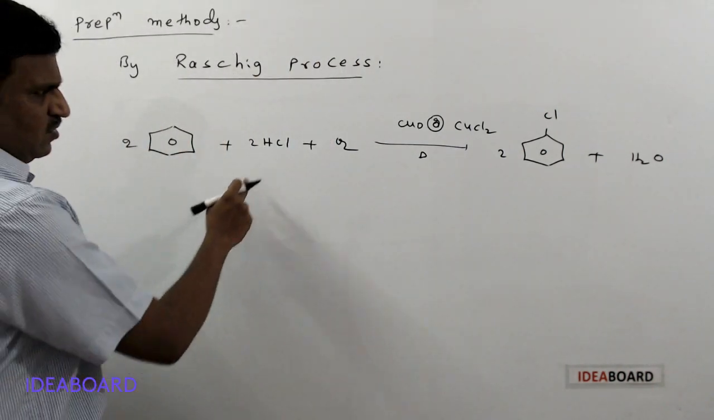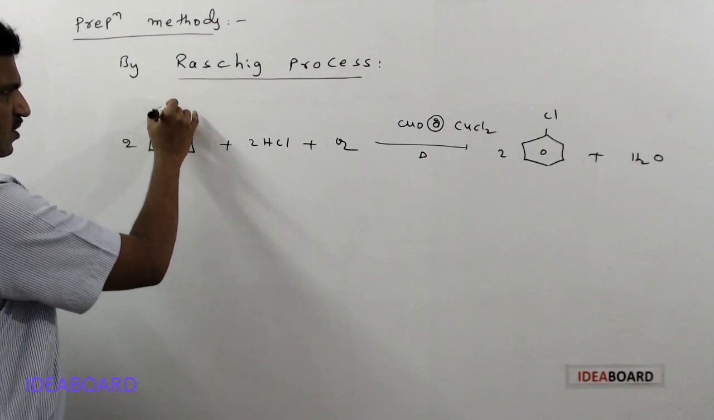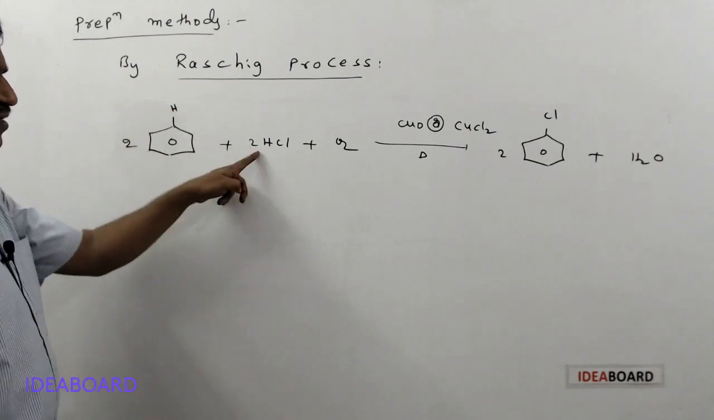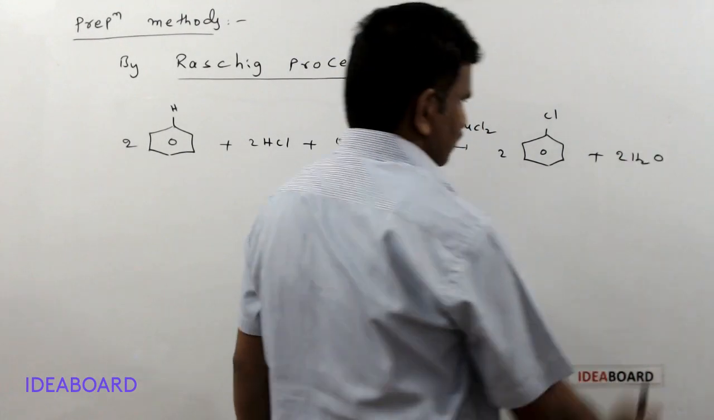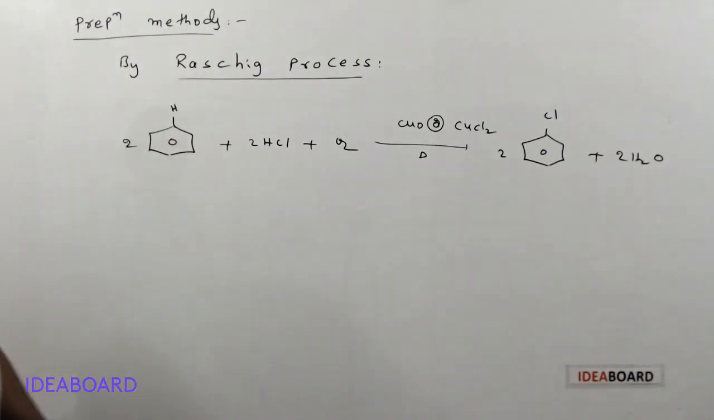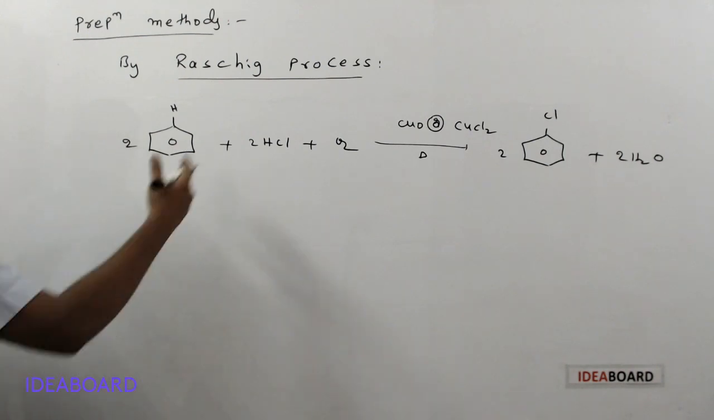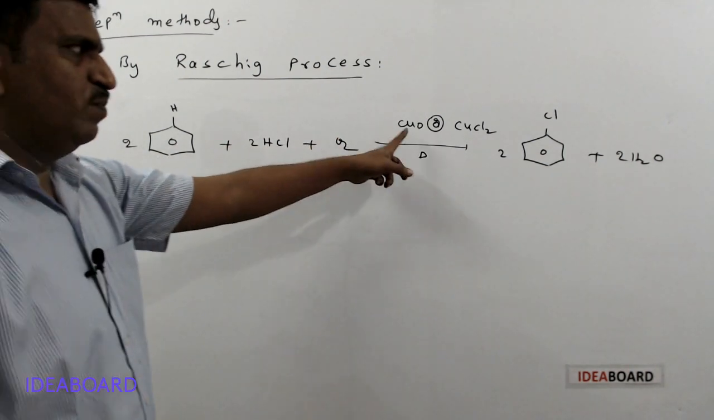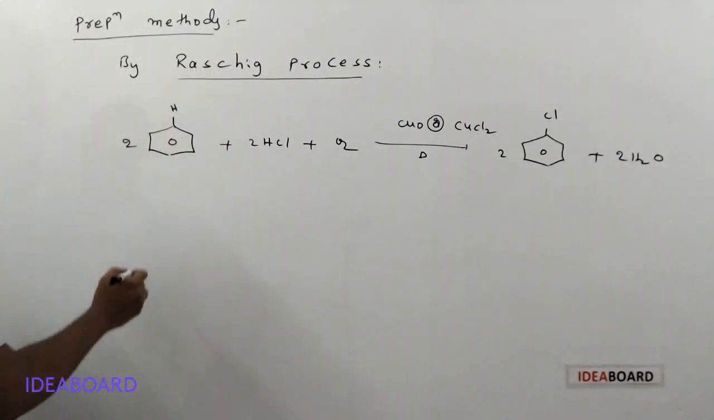Here there are four hydrogen and two oxygen atoms, so it is 2H2O. This is the Raschig process for the preparation, an industrial method also. So benzene reacts with HCl and oxygen in the presence of cupric oxide or cupric chloride to give chlorobenzene.